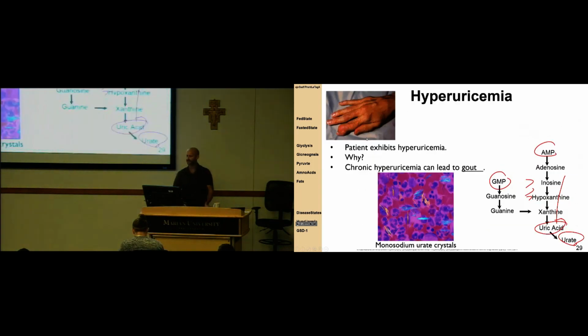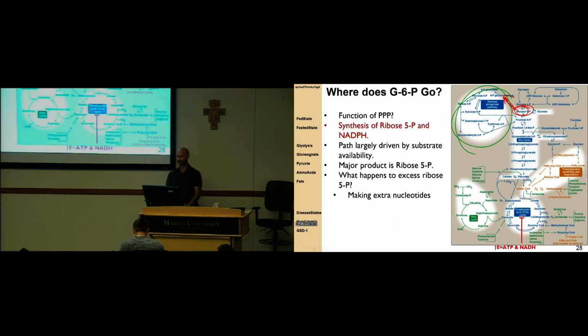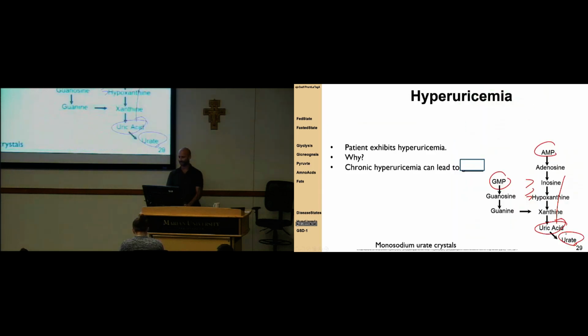People, I don't want you guys to delve into too much detail. What you need to know there is that this buildup of glucose 6-phosphate turns on the pentose phosphate pathway, and that causes increased uric acid, which leads to hyperuricemia. Okay?